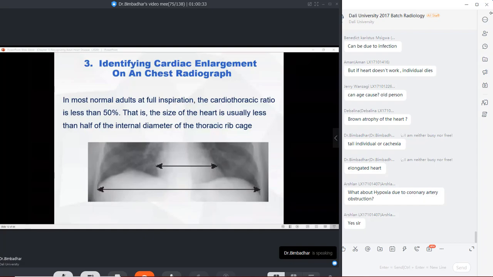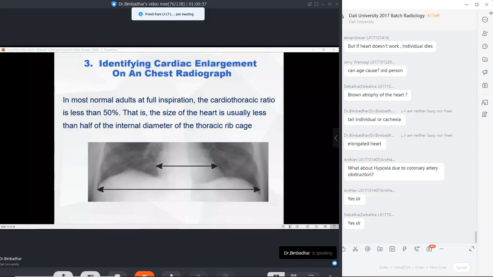Yes, brown atrophy of the heart is a very good condition. We will not actually cover it now. It is not related to this one, cardiac sizes. Even if there is atrophy, the normal cardiothoracic ratio, remember, that is a very good question.